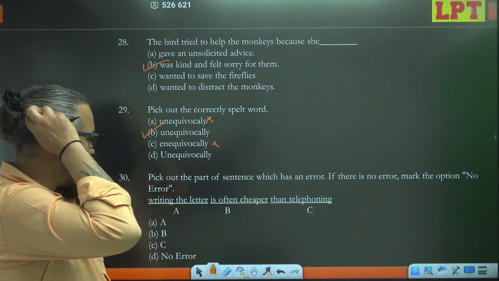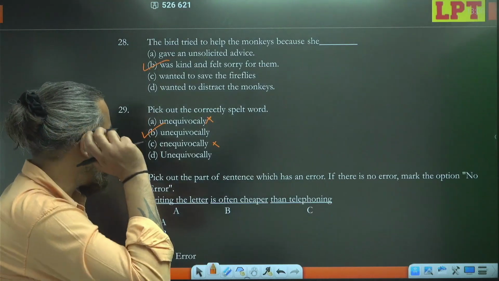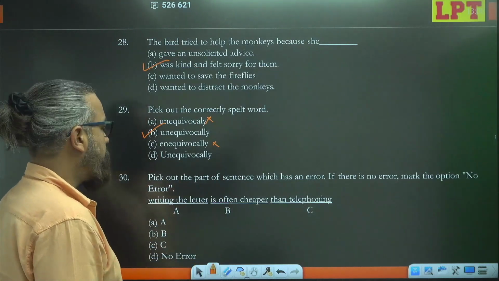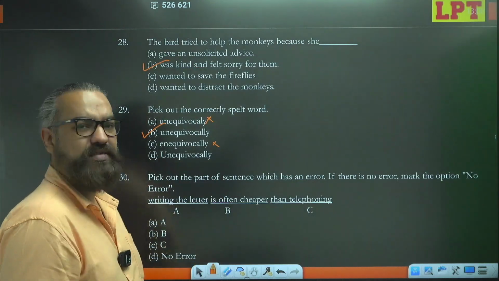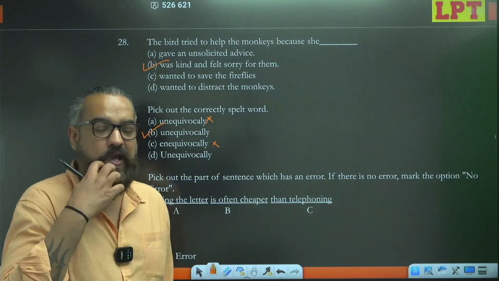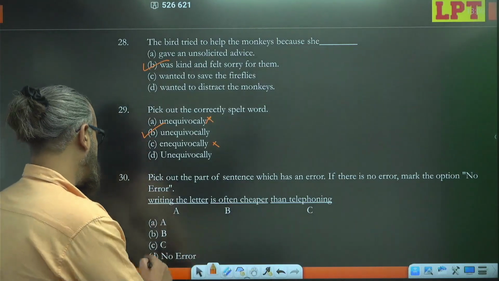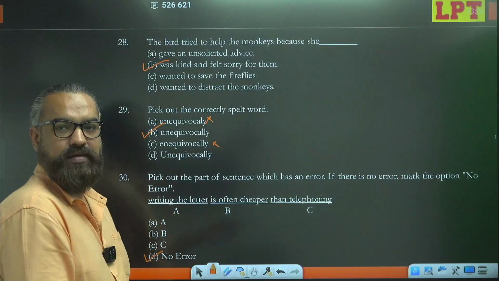Next, pick out the part of the sentence which has an error. If there is no error, mark the option no error. Writing the letter is often cheaper than telephoning. Guys, it's fine, there is no error in this. Writing the letter is often cheaper than telephoning. No error. Mark no error.